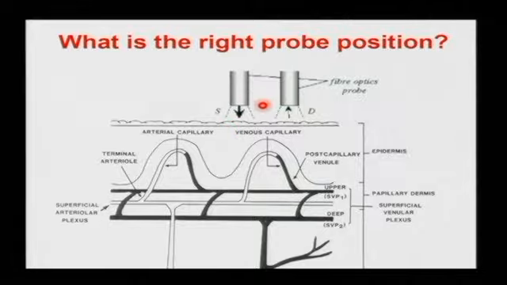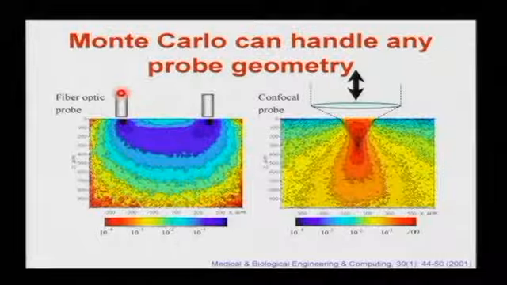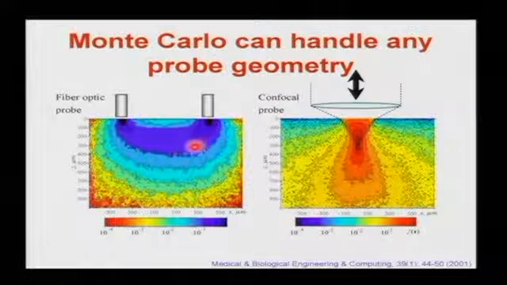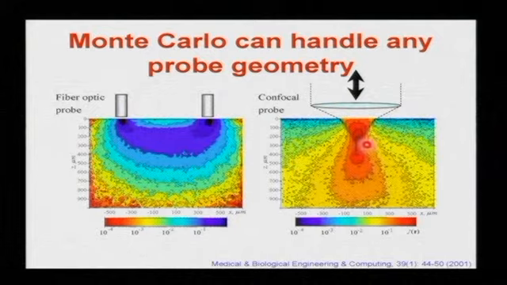And what will be the difference, and what will be the optimal design of the fiber optics probe? With Monte Carlo, we're able to simulate the distribution of this sampling volume for the particular geometry of fiber optics, for example, or for a confocal probe, and see where we're able to localize the detecting volume within the tissues.